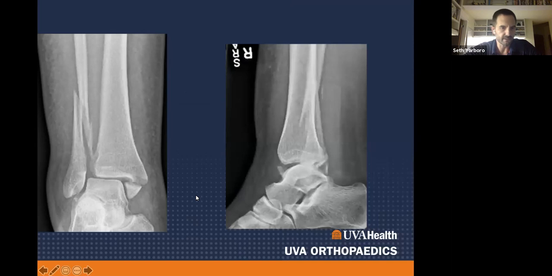So just to complete the images for this patient, there's a lateral view, fibula fracture that's above the level of the joint, displaced medial malleolus, lateral translation of the talus, and something going on with the posterior malleolus.